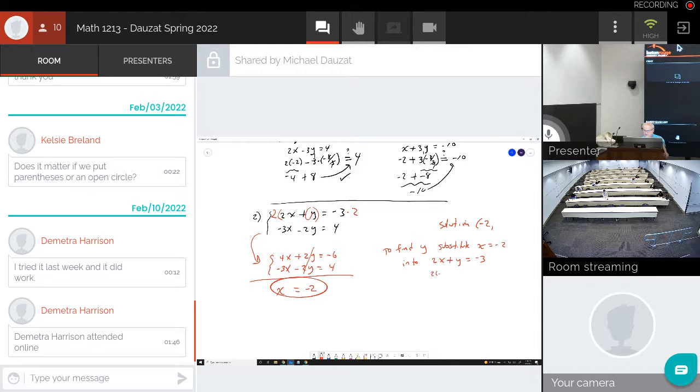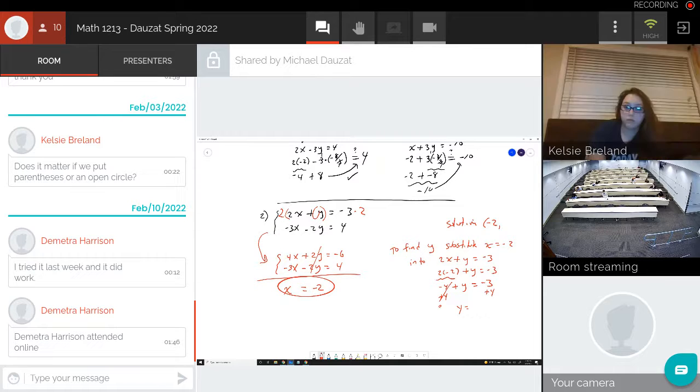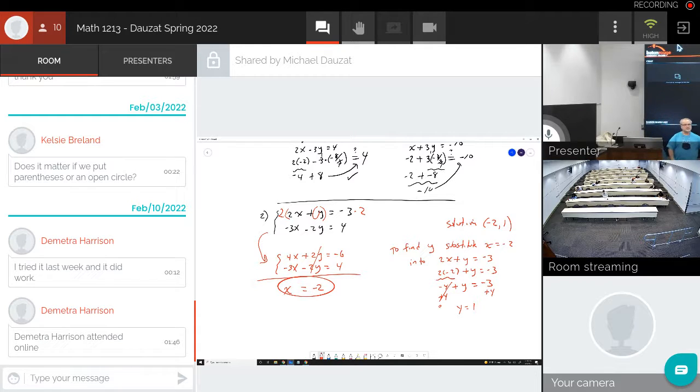All right, so I get 2 times negative 2 plus y equals negative 3. 2 times negative 2 is a negative 4, so I get negative 4 plus y equals negative 3. All right, now how do I get y by itself? Add 4 to both sides. And the 4s are opposites, that's 0. 0 plus y is y. So what does y equal? Be careful. Negative 3 plus 4. 1. So the solution is negative 2, 1.